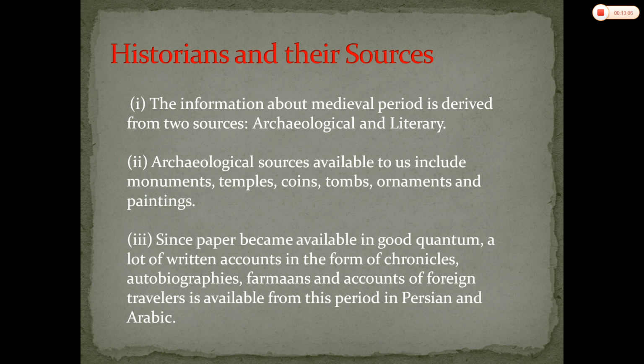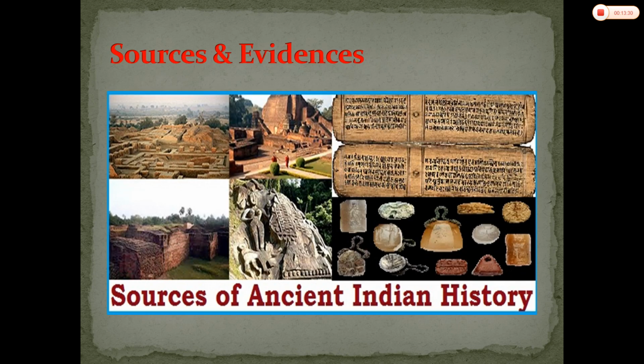Whatever the farmans were there, you know the meaning of the farman. The farmans are the orders of the king. So all these were written at the time because paper was available in a good quantity then. In this way, the travelers were also there, writing their accounts of travels in various languages like Persian and Arabic.